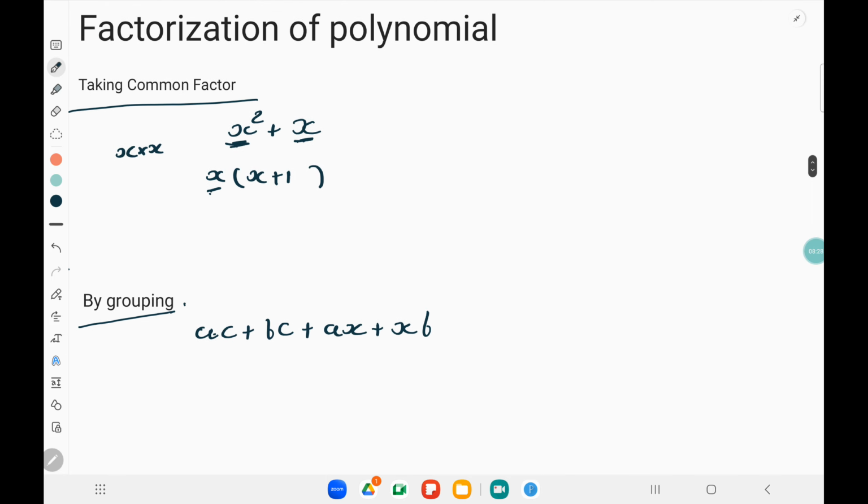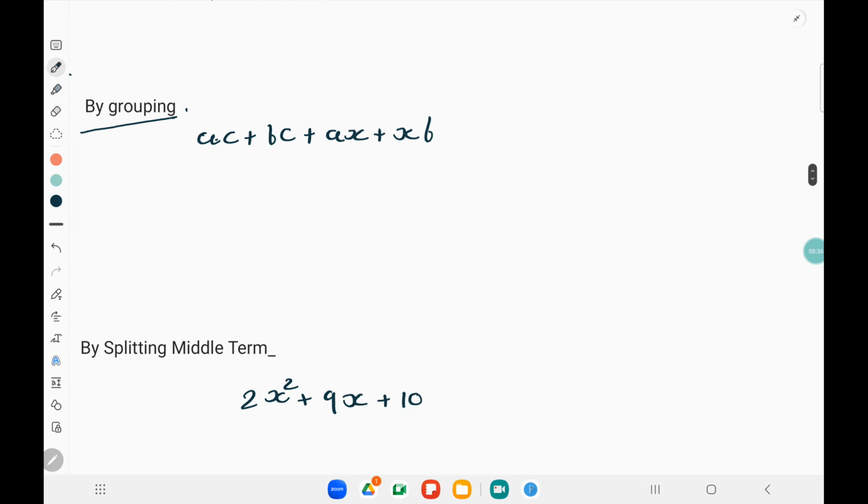Of course, don't worry, here I am showing you only one example, but later when we do the exercise, we will do more questions. Okay, now here, by grouping. When we have more terms, like here 4 terms, see the first 2 terms have c common, but the third and fourth terms have no c, so we cannot take c common. The last 2 terms have x common, but the first 2 terms have no variable x. So what can we do? Here we do the grouping method.